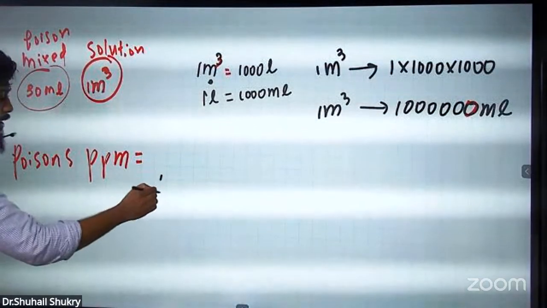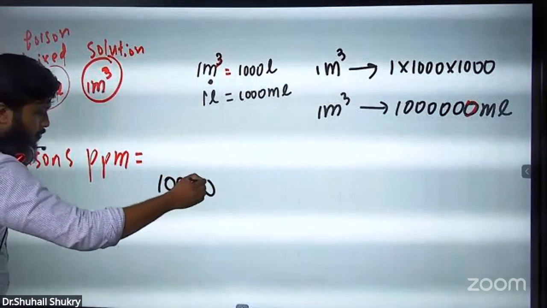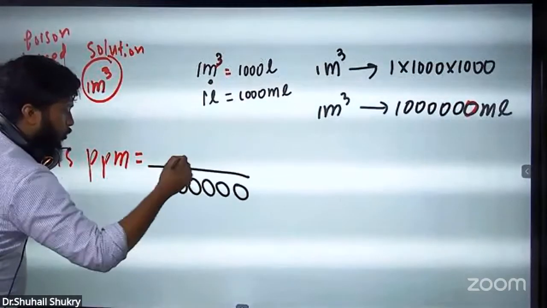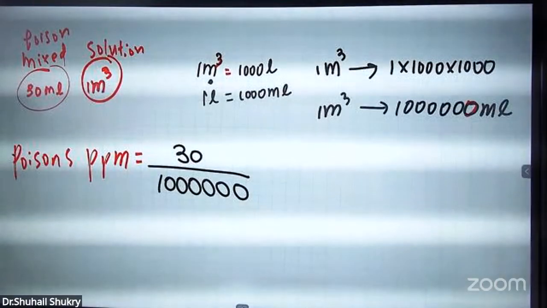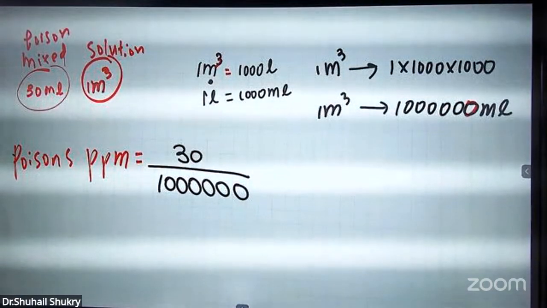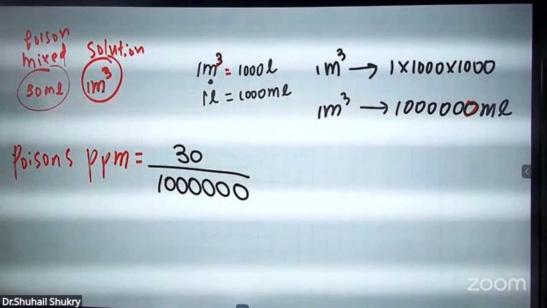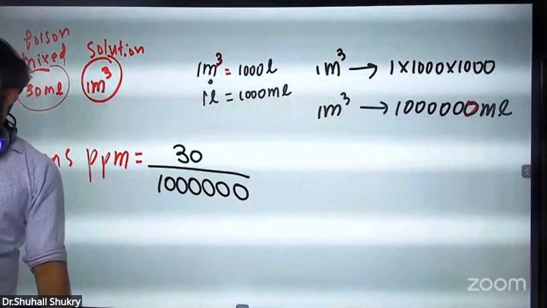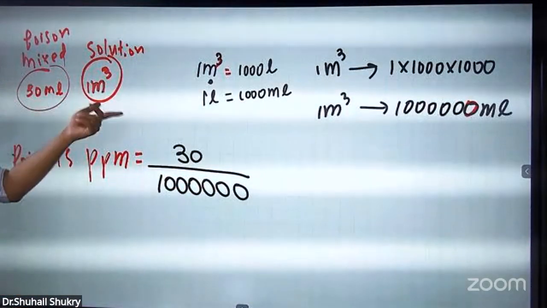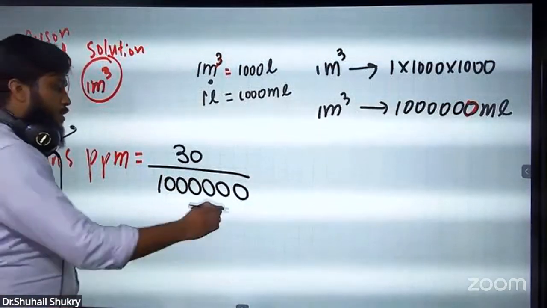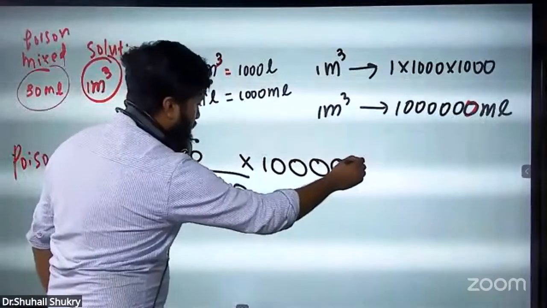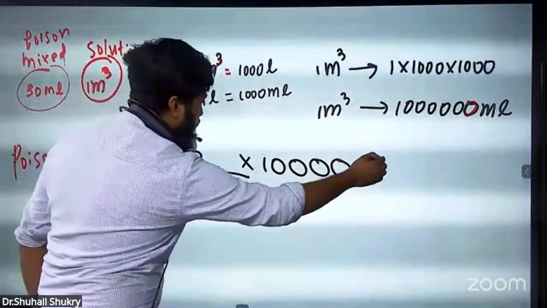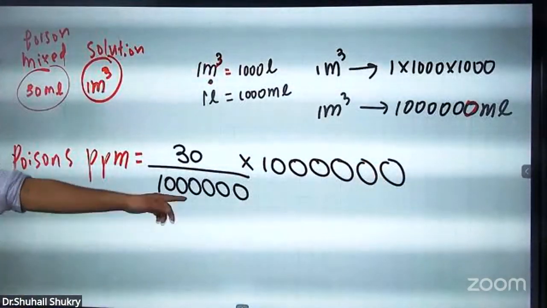So to see the poison's ppm, in 1 million milliliter, how many milliliters are poison? 30 milliliter. The same thing happens in our food. In 1 million particles, 30 particles will be poison. To convert into ppm, I have to multiply by how much? 1 million. If you want to convert to percentage, you multiply by 100. Likewise, to convert to ppm, you multiply by 1 million.